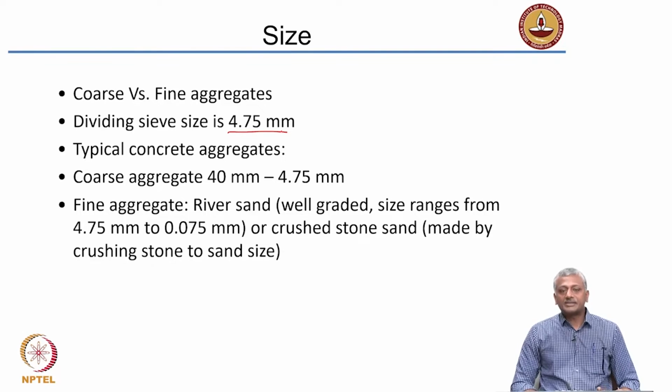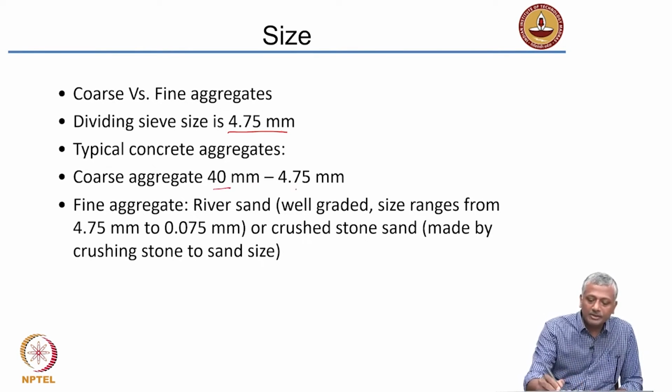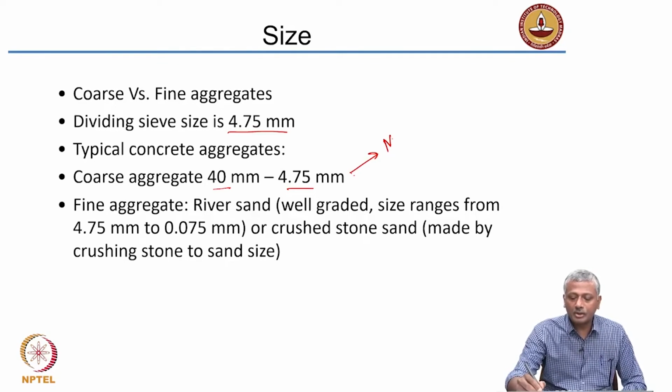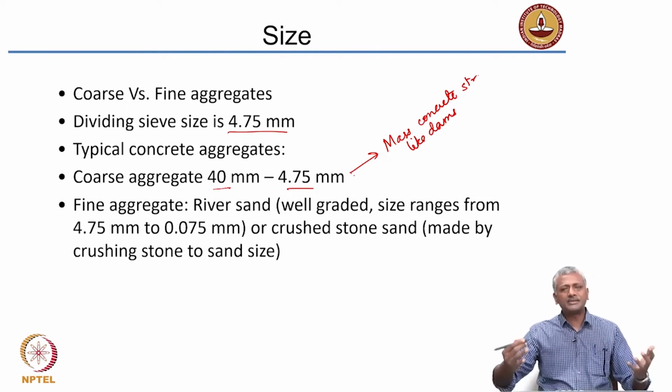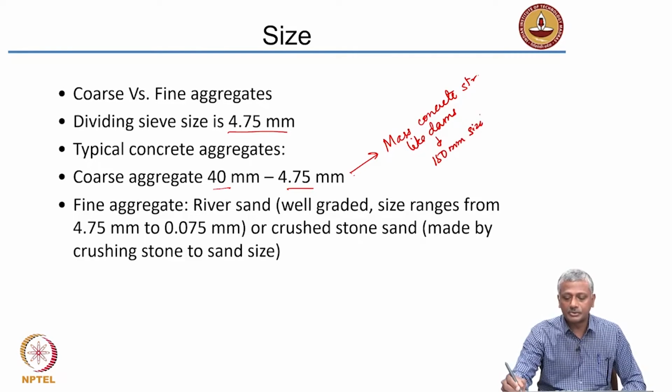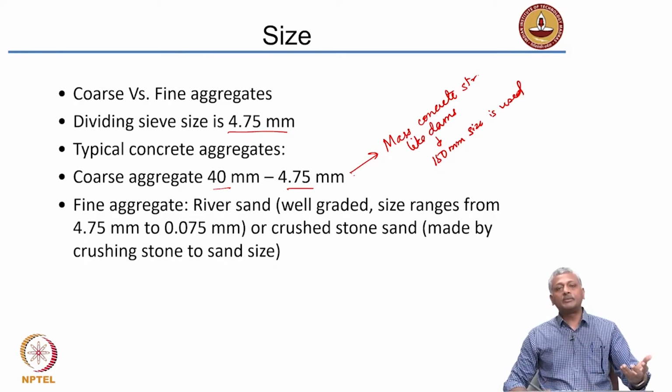Coarse aggregates typically are 40 millimeters to 4.75. Now, of course, in very large mass concrete structures like dams, where we have very large chunks of concrete to be put and not necessarily much requirement of strength from it, in these cases even 150 millimeter size aggregate is used. You can use 80 millimeters, 150 millimeters and so on.